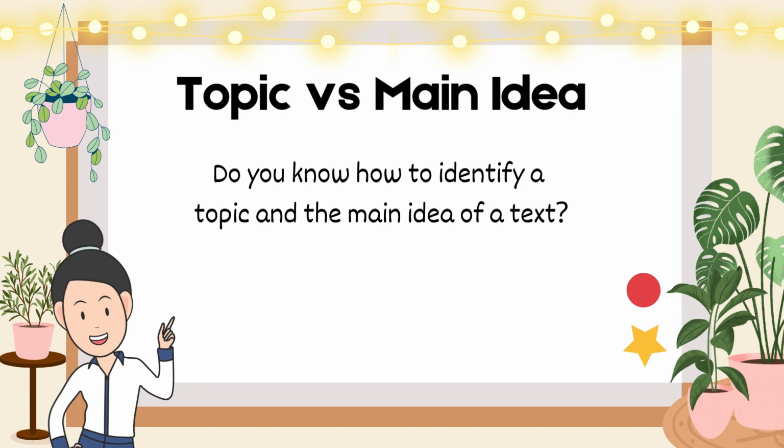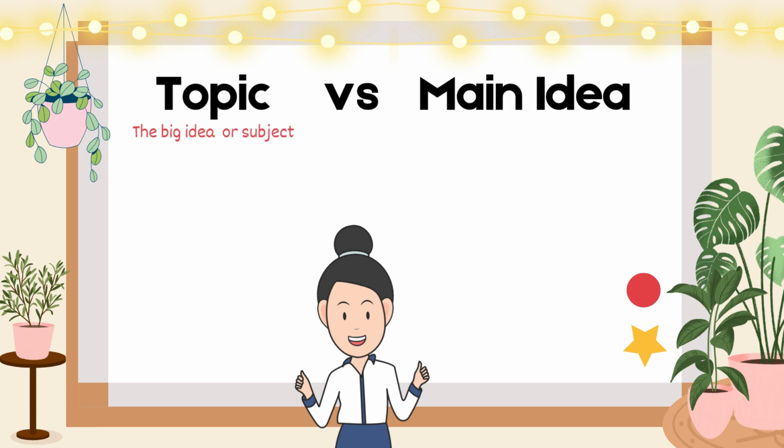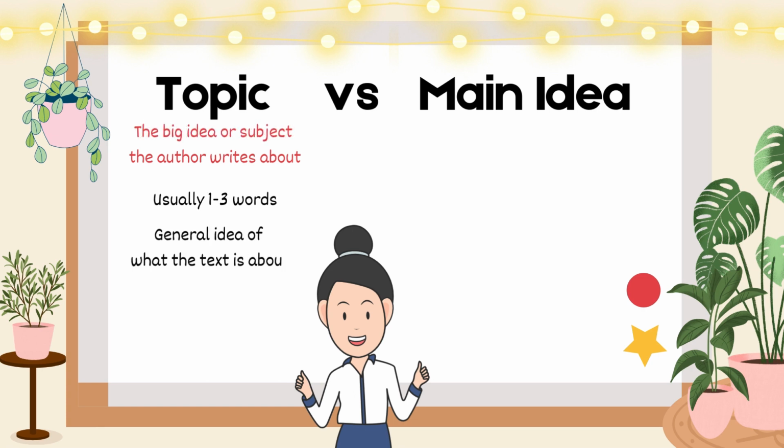Do you know how to identify a topic and the main idea of a text? Let's have a look. Let's start with the topic. The topic is the big idea or the subject the author writes about. It's usually 1 to 3 words. It gives the general idea of what the text is about. It's often found in the title or in a heading.